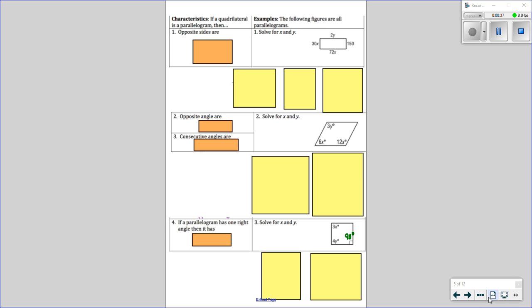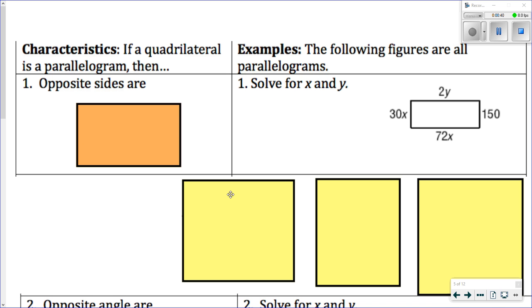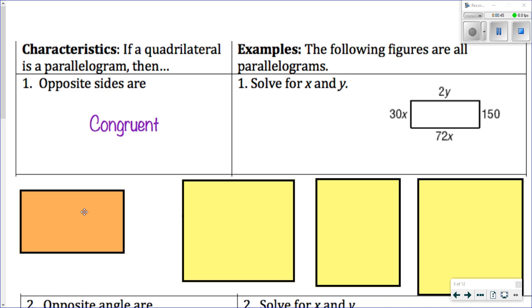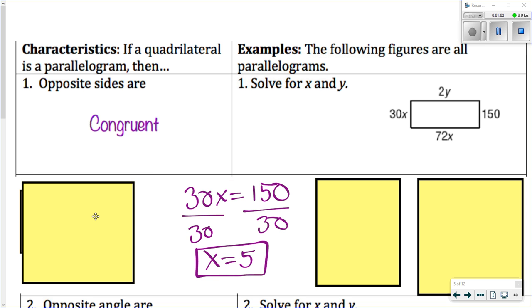We're going to learn characteristics that you'll find in a parallelogram. So the first one says that opposite sides are congruent. So with the example on the right, it asks us to solve for x and y. We have all the sides, some with numbers and some with variables with numbers. So based on the characteristics that we learned, we know that the opposite sides are congruent. So if the opposite sides are congruent, then that means they're equal to each other. So for the first side, we're going to set it equal to each other. 30x equals 150. We solve for x and we get 5.